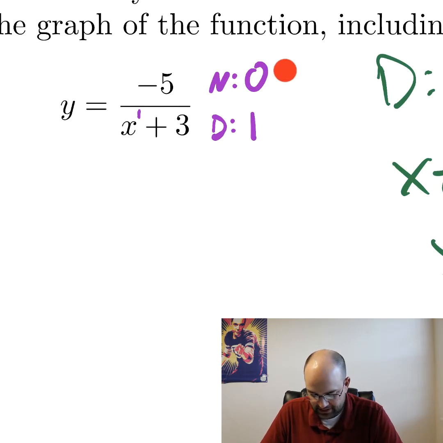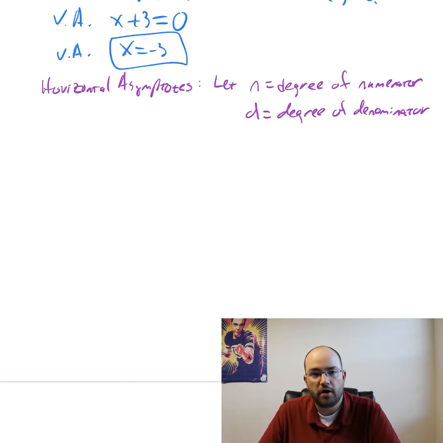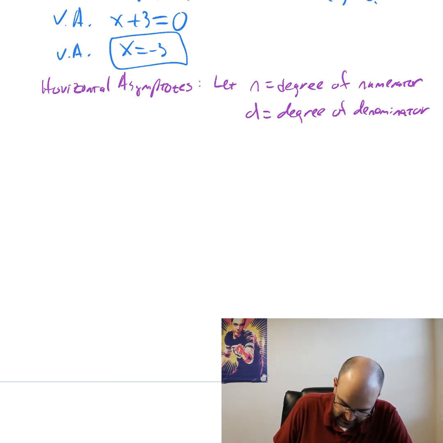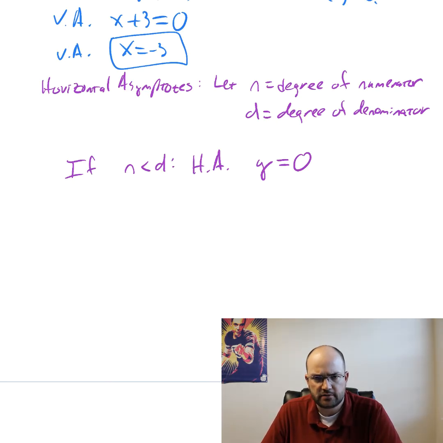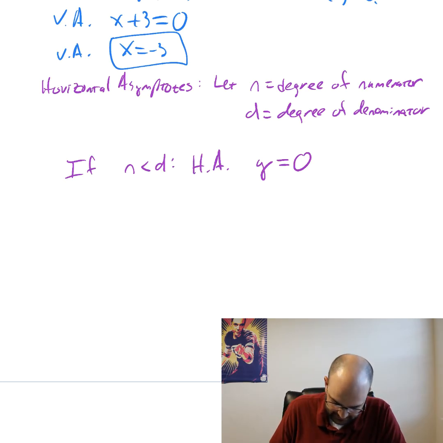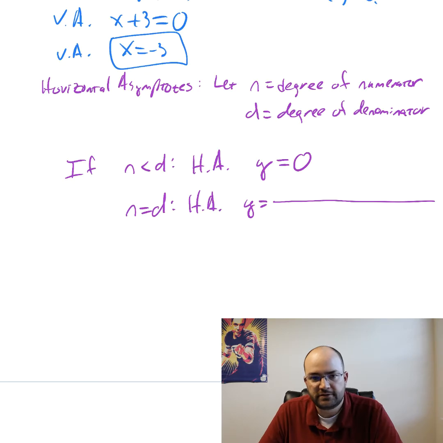So for this particular question, n is 0, d is 1. And the horizontal asymptote is going to depend upon the relationship between n and d. So what I'm going to say is, if n is less than d, the horizontal asymptote exists, and it is y equals 0. You'll find out why in calculus, assuming you're taking calculus. If n equals d, the horizontal asymptote still exists, but it's going to be a little bit different from 0.